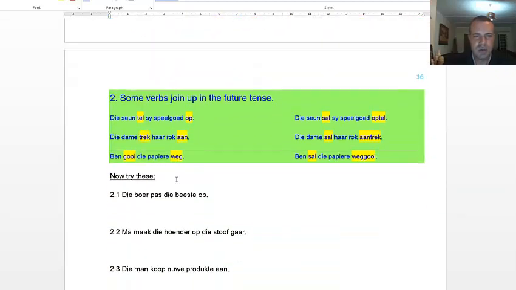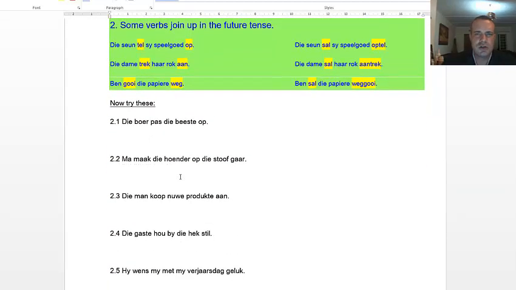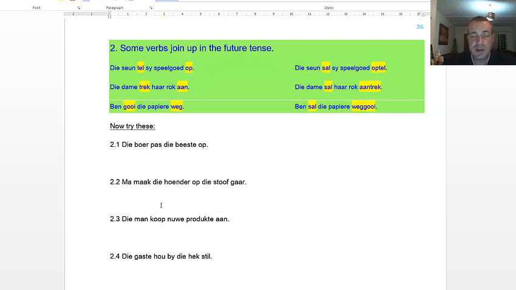Let's go on to the second one quickly. Just as we had in past tense, in future tense, we also have these verbs that can separate and join up. It is tricky. So you need to look out for what's going on here at the end of your sentence.